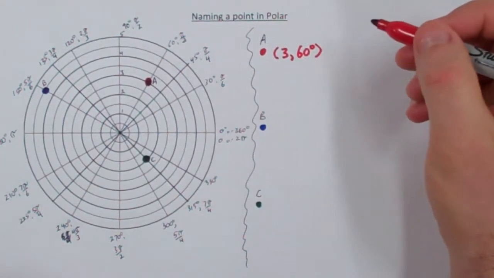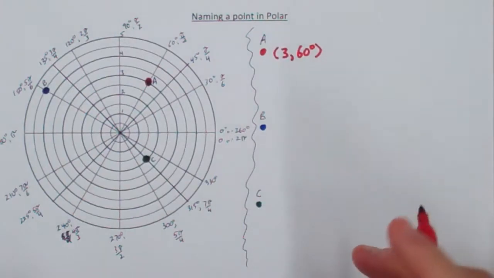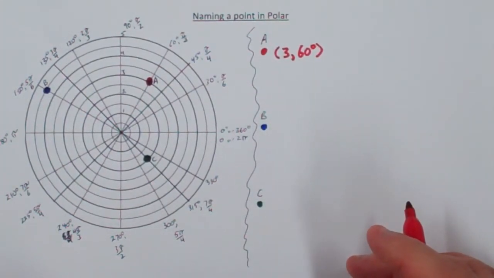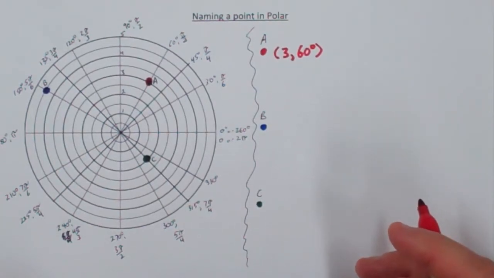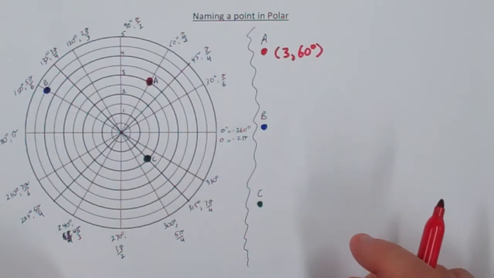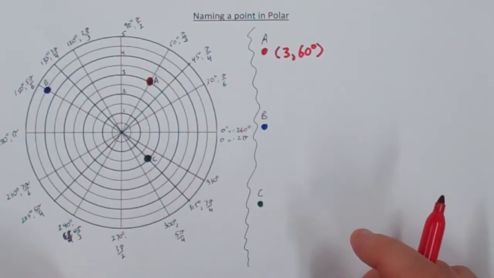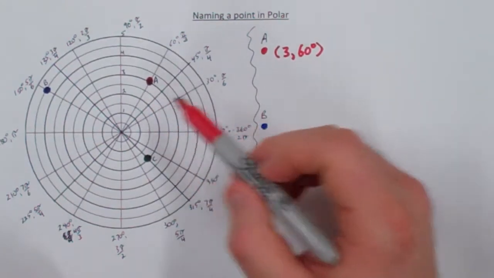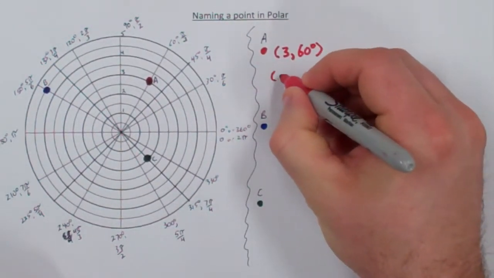Now this is unlike rectangular coordinates. In rectangular coordinates, you've got one x and one y, and that gives you a point. If you change either one of those, you're not at the same point. With polar, there's actually an infinite number of ways to describe this point. What I'm going to do is change this radius on you and make it negative.